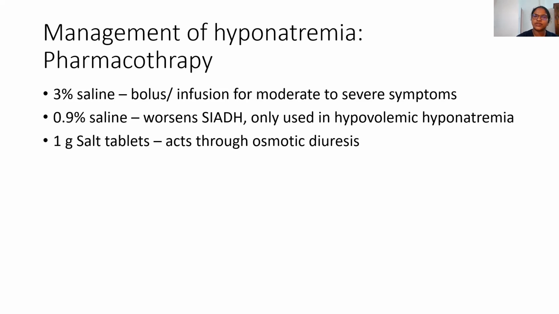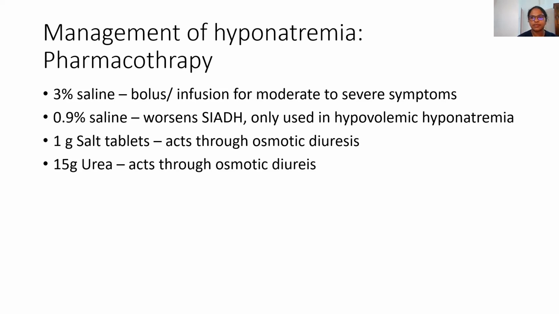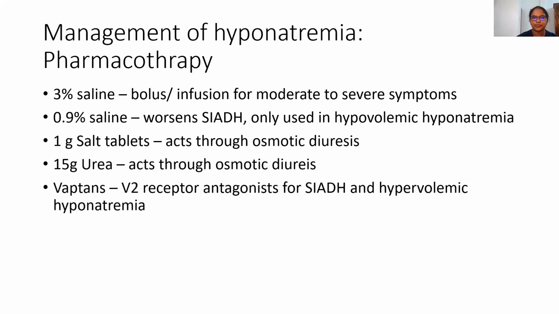And we don't actually have salt tablets here. Otherwise, there are 1 gram salt tablets, and we don't have urea sachets as well. These two also can be used to treat hyponatremia. The mechanism of action is you give a solute load to the blood and it will cause osmotic diuresis. With the osmotic diuresis, it will drag your water by osmosis, and that will improve the free water clearance and improve hyponatremia. That is how it works.